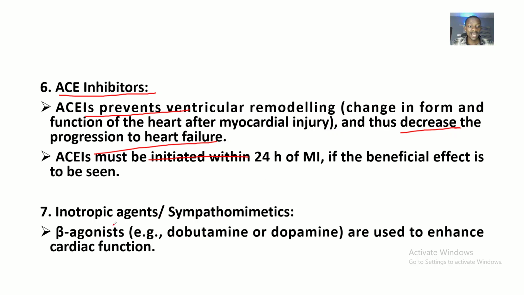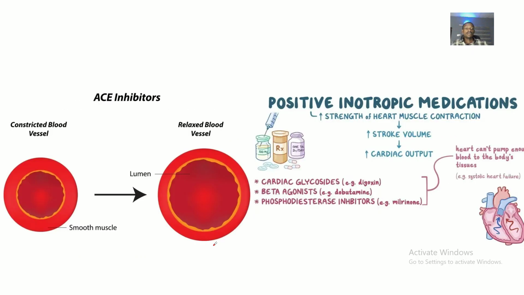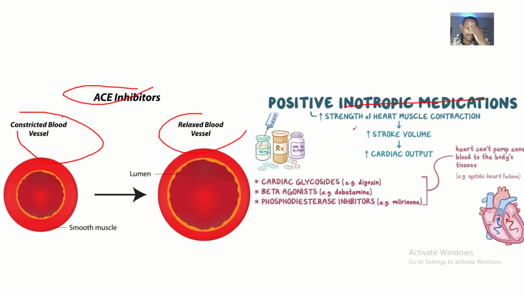Then you have inotropic agents and sympathomimetics. You have the beta agonists like dobutamine and dopamine, which are used to enhance cardiac function. Then this is the ACE inhibitors. ACE inhibitors basically relax the blood vessel, because for a blood vessel to constrict, angiotensin needs to be there. So if you are blocking angiotensin, you are relaxing the blood vessel. Then positive inotropic medications increase the strength of heart muscle contraction, because myocardial infarction leads to heart failure, so you're trying to enhance the activity of the heart.